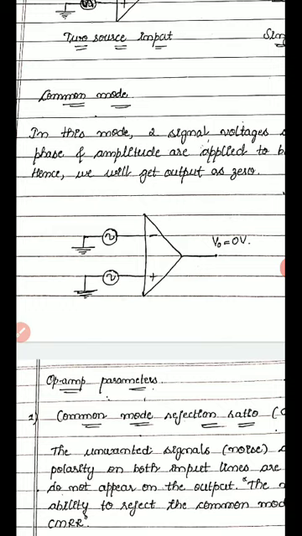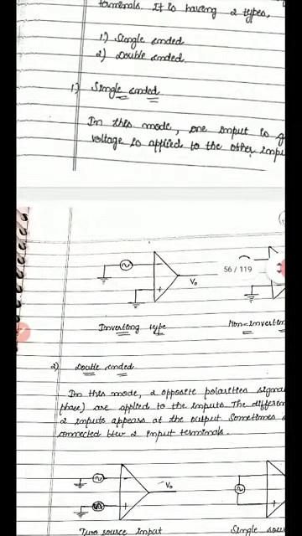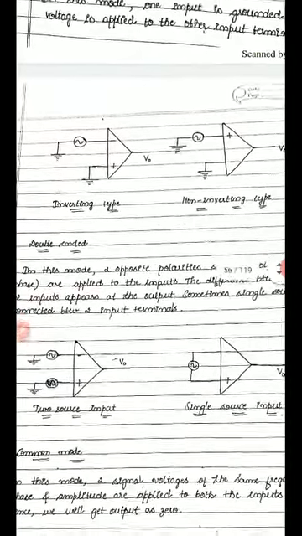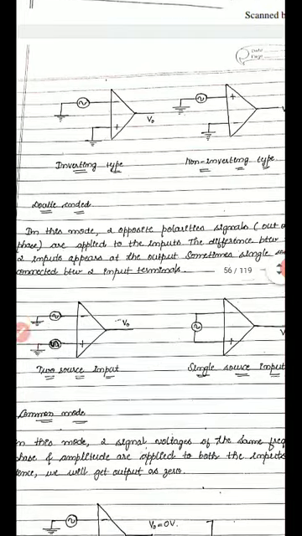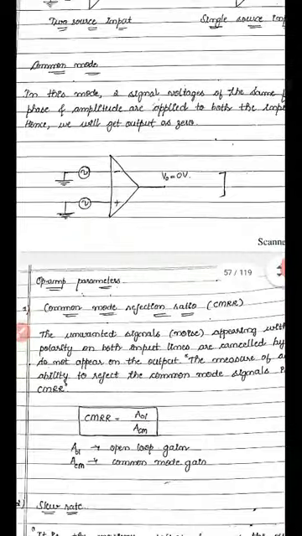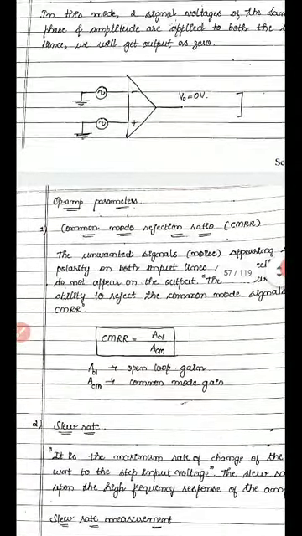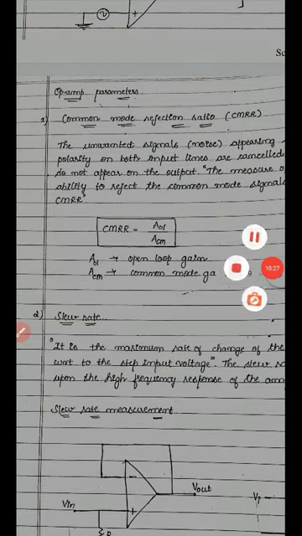These are the op-amp input modes. The first one is differential mode, the second one is common mode. In the differential mode, there are two types, single-ended and double-ended. In single-ended, two types, inverting and non-inverting. In double-ended, two types, two source and single source. The next one is common mode. These are the input modes of the operational amplifier.